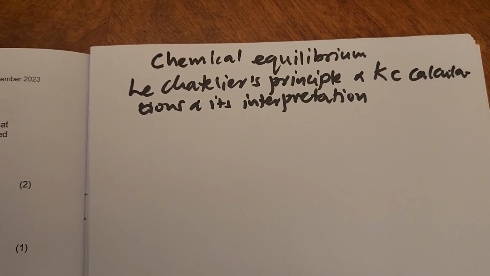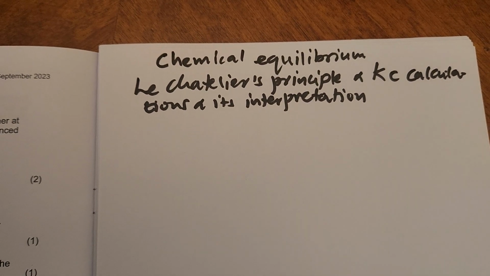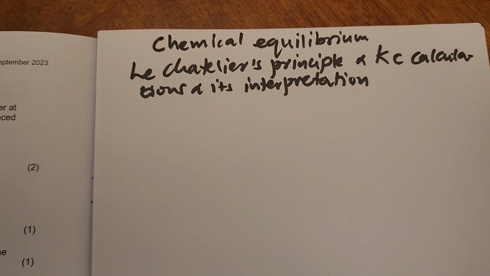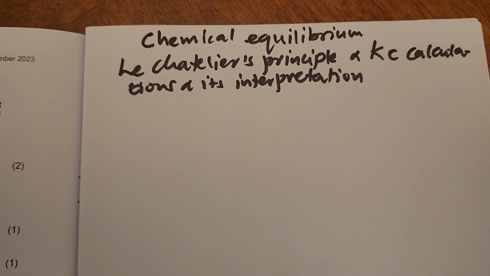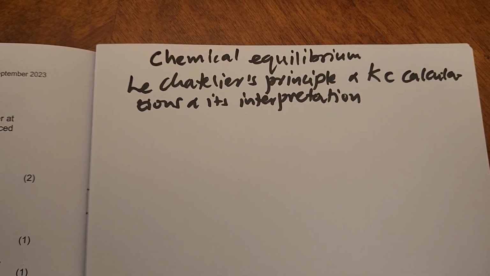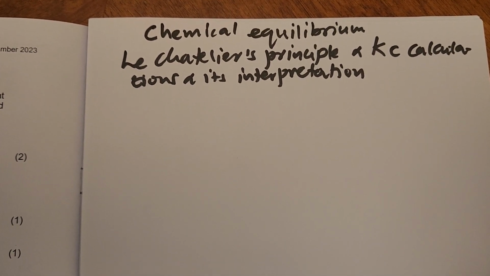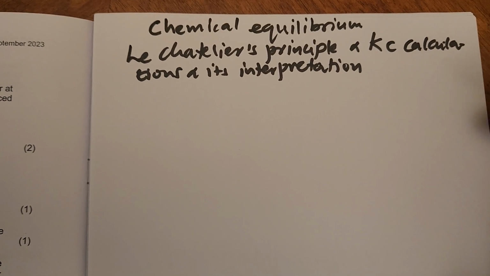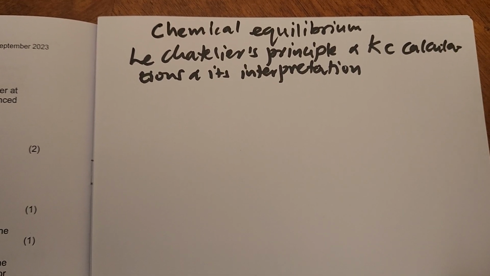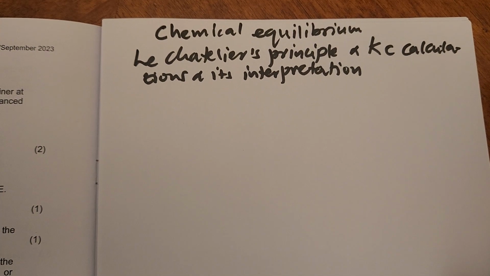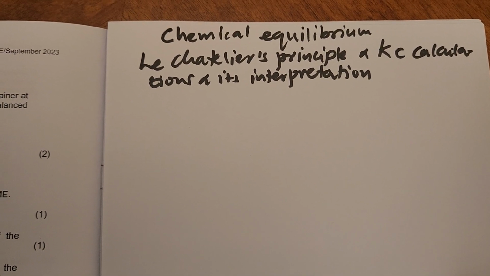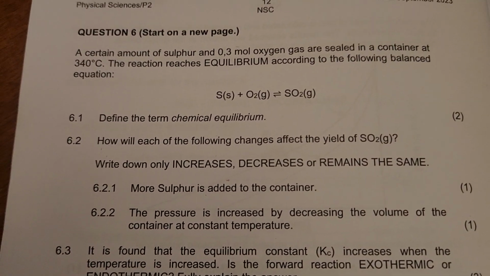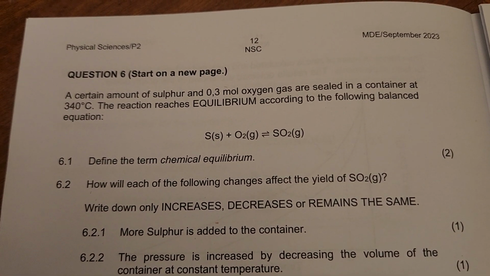Welcome. We are continuing, trying to make things easier in the physical sciences, suitable for grade 12 learners and teachers. This is one part which is very enjoyable, that is chemical equilibrium, full of stoichiometric calculations, and also there will be the application of Le Chatelier's principle, calculation of Kc, and its interpretation. We are taking a recent question that was written now.